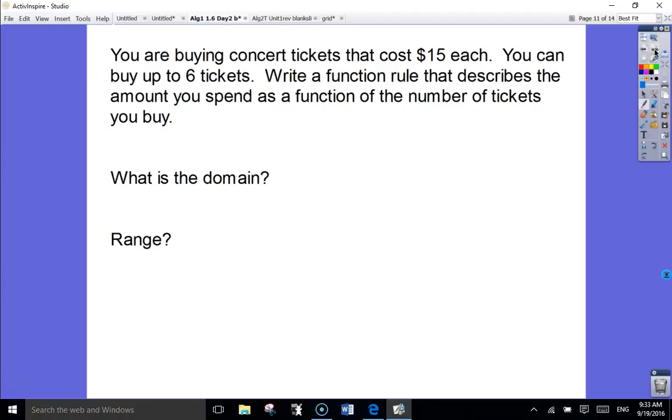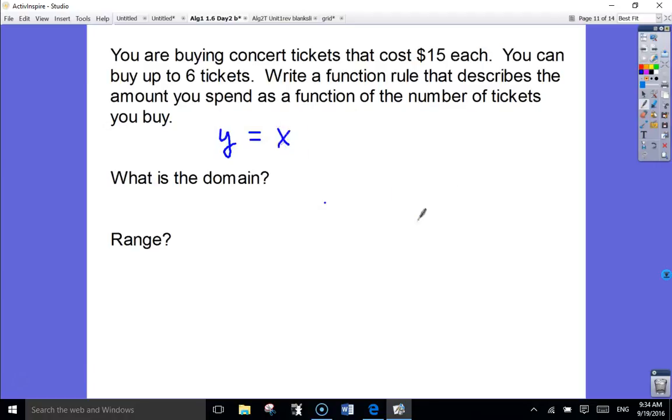All right, word problem. You are buying concert tickets that cost $15 each. You can buy up to 6 tickets. Write a function rule that describes the amount you spend as a function of the number of tickets you buy. Okay, so how much is it going to cost if you buy 1 ticket? How much if you buy 2 tickets? 3 tickets? So what's the general function rule going to be then? Y equals, plus 15?